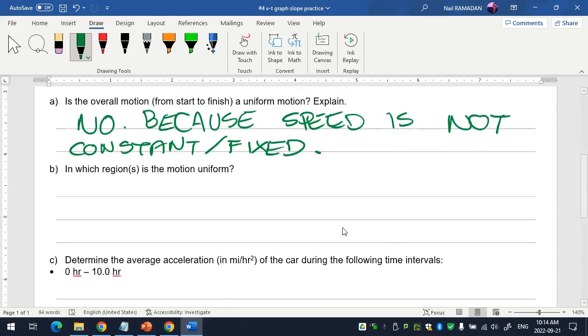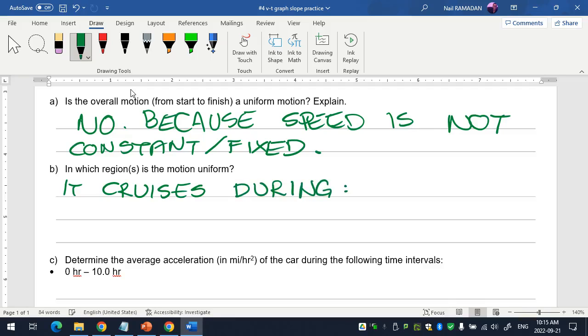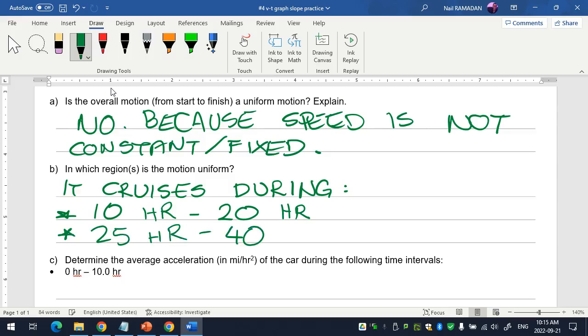So go ahead. Yes. It cruises during two intervals. So during the first one, we can say 10 minutes. Oh, is it? My bad. It is hours. Sorry. 10 hours to 20 hours, and then the other one, it's a driverless car. It's one of those Google cars. There you go.